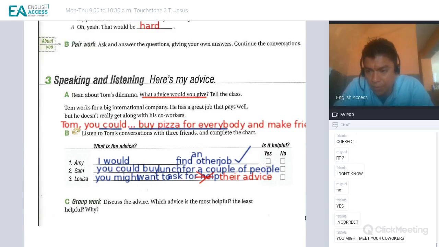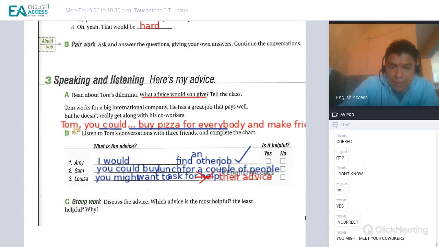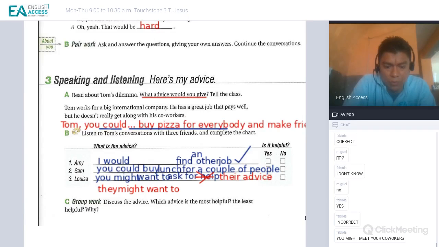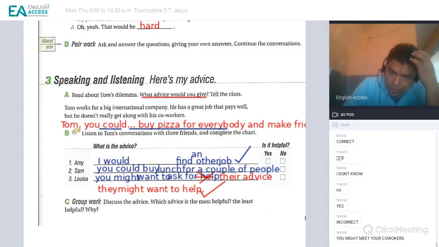And that's how they might want to help, and get to know them better. Okay? So this is actually correct. Yes, Javi? Yes, Miguel?